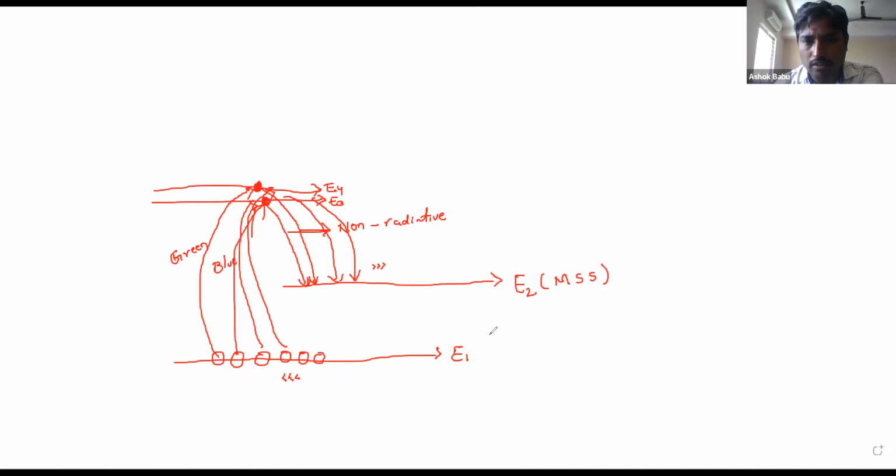At a particular instant, what we observe is that E2 is greater than E1. That means the number of particles in the E2 state is greater than in E1, which is nothing but population inversion. So population inversion is achieved between E2 and E1. After achieving the population inversion, what are we going to observe? Only laser transition. Laser transition occurs between E2 and E1.